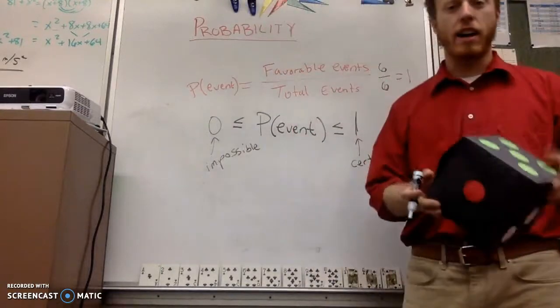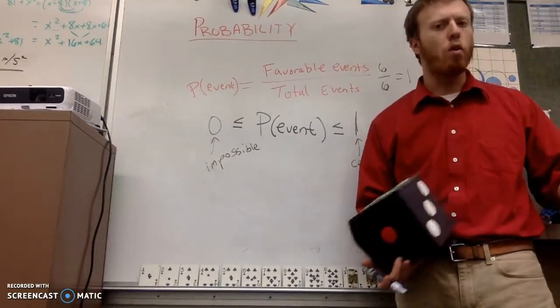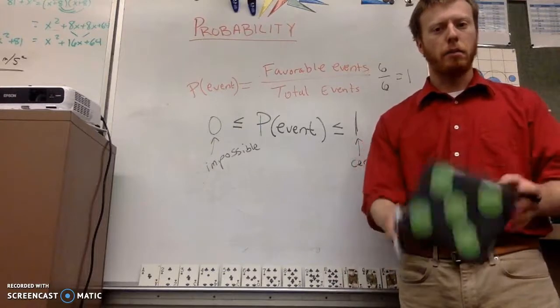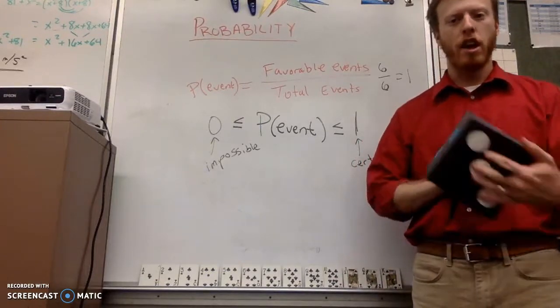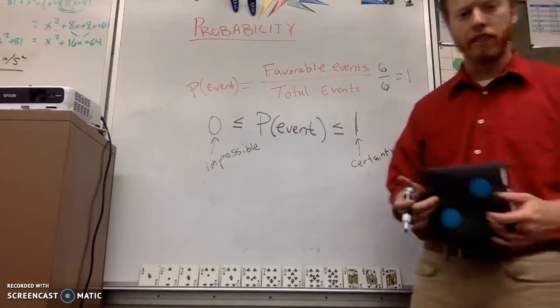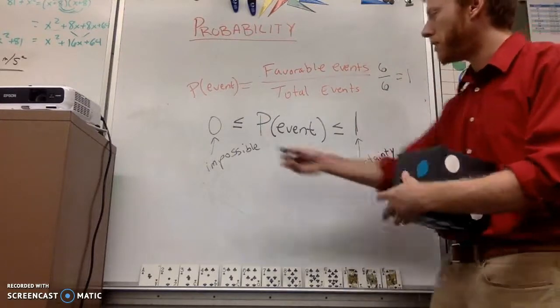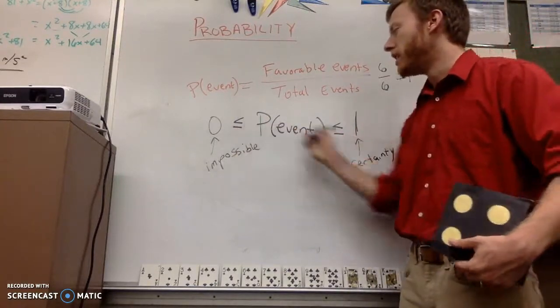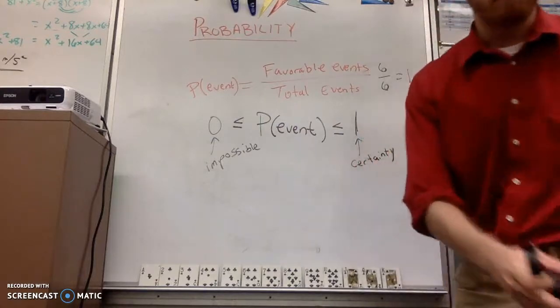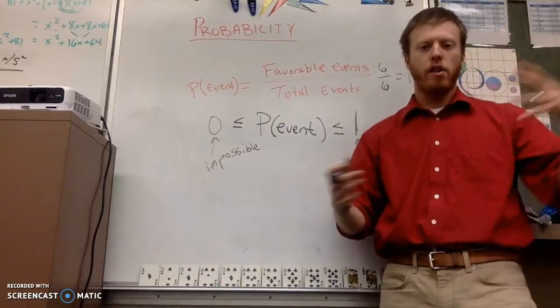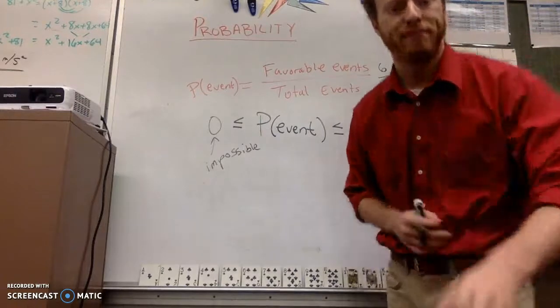So if I have this die right here and I say, what's the probability I'm going to roll a 7? Okay, well, it's not possible because 7 isn't an option. You can't build 7 with one roll of the die. So probability has to fall between 0 and 1. You can't have anything greater than 1, and you can't have anything less than 0.